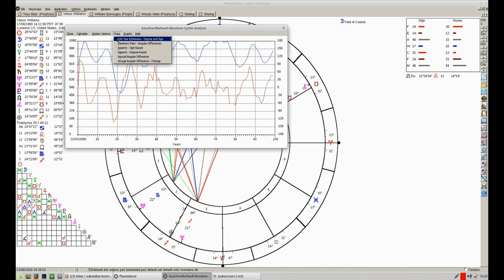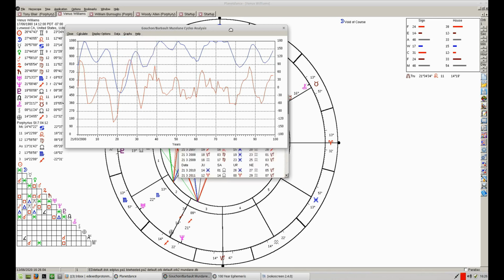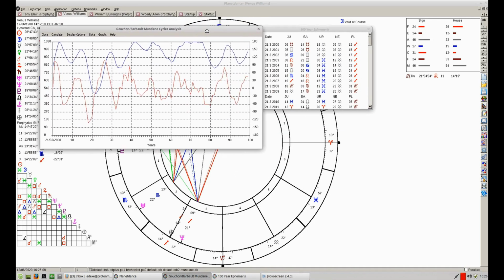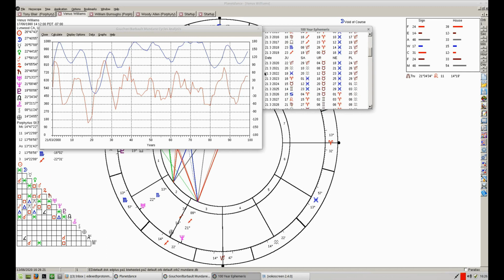You can also display data. So there's a 100-year ephemeris showing the degree position and sign position of the planets on the calculation date, which is always the 21st of March in each year. So if we scroll down to this current year, you can see that on the 21st of March Jupiter was at 22 Capricorn, Saturn was at 29 Capricorn, Uranus was at 4 Taurus, Neptune at 18 Pisces, and Pluto at 24 Capricorn.